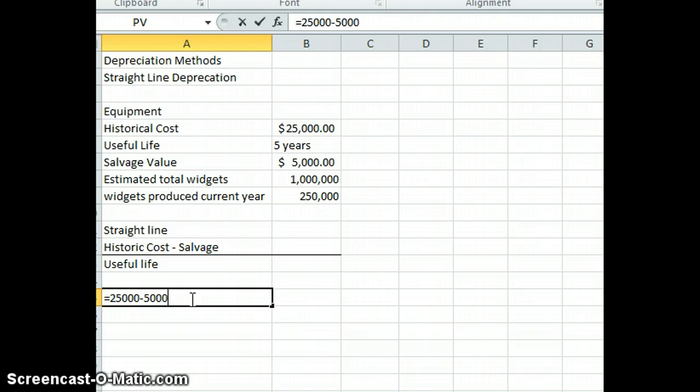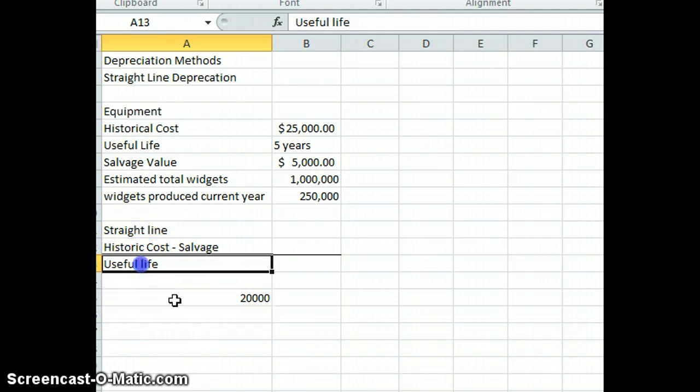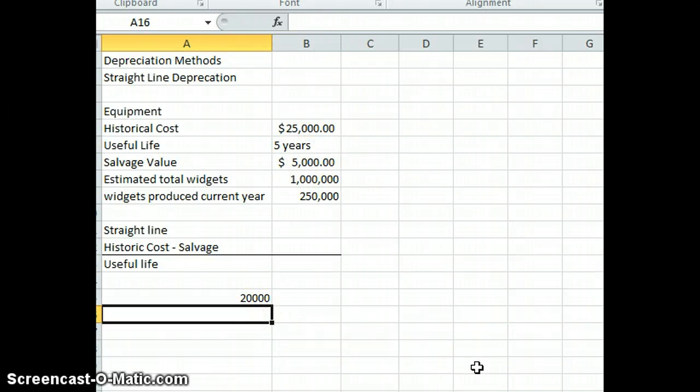Salvage value, again, means how much we think that we can sell it for or get for it through scrap at the end of its useful life. And we're going to take that number and divide it by useful life. Our useful life here is 5 years. That's management's estimate of how long they think that the asset will be used in business.